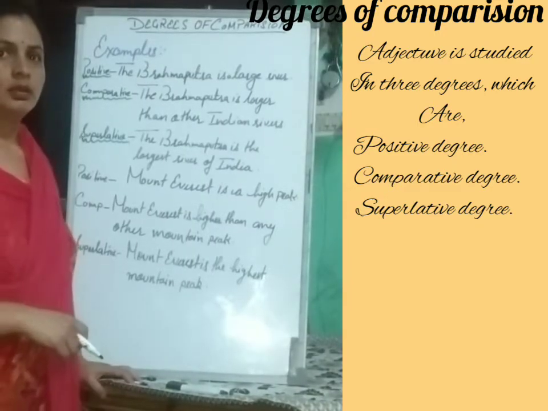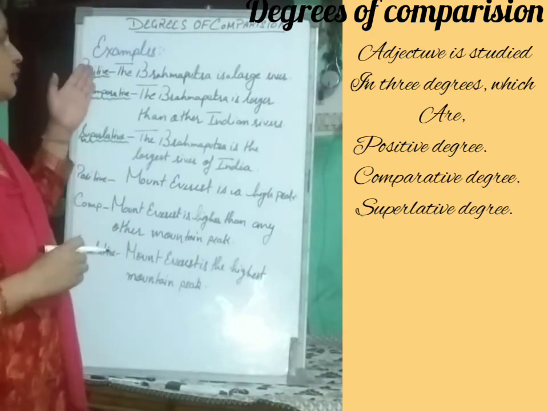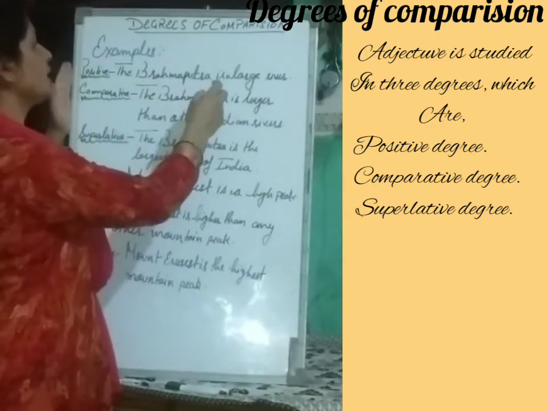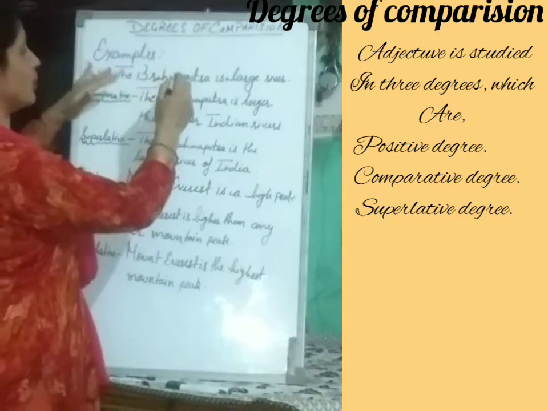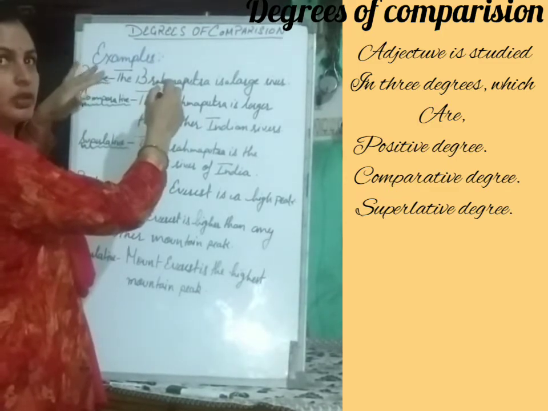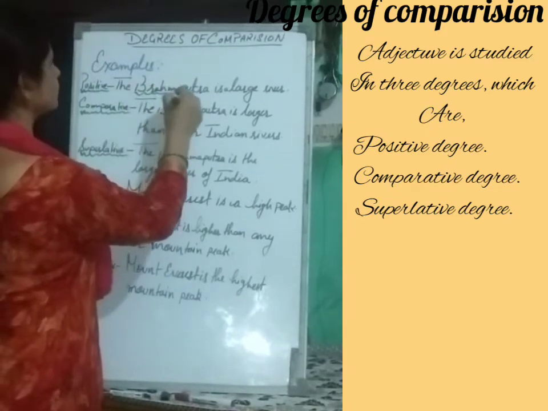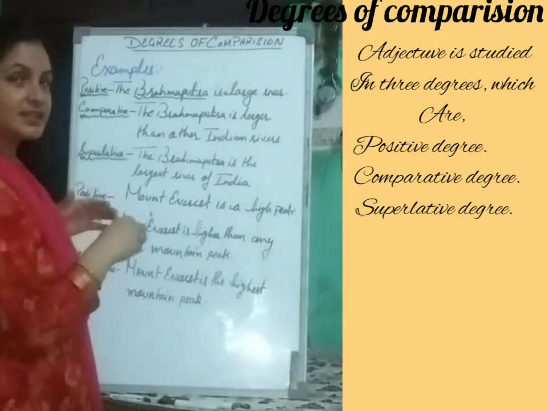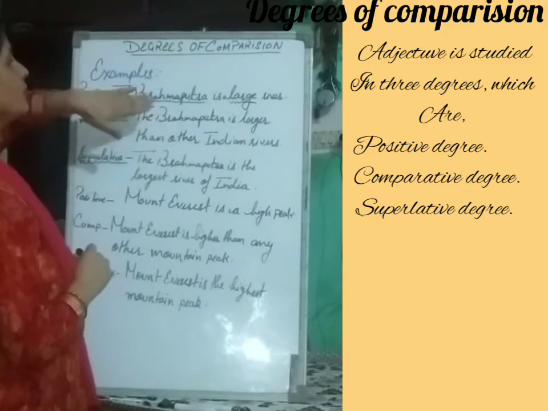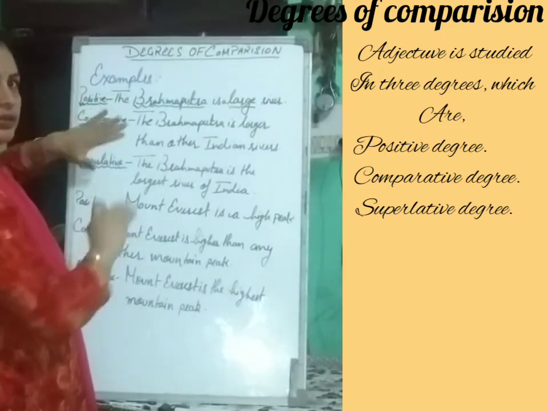Okay, children? Here are the examples of degrees of comparison. I'll start here with this example. Positive degree: the Brahmaputra is a large river. Brahmaputra is the noun here. And what is the adjective here? That is large. So this is qualifying the river, that it is a large river. In positive degree, there is no comparison.